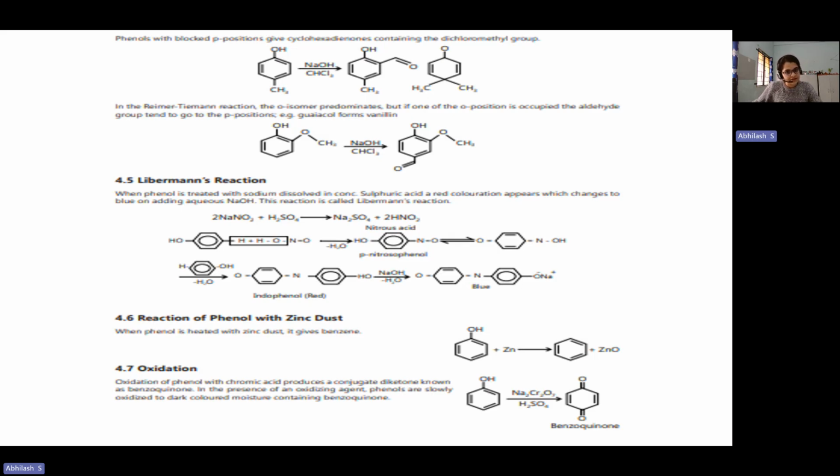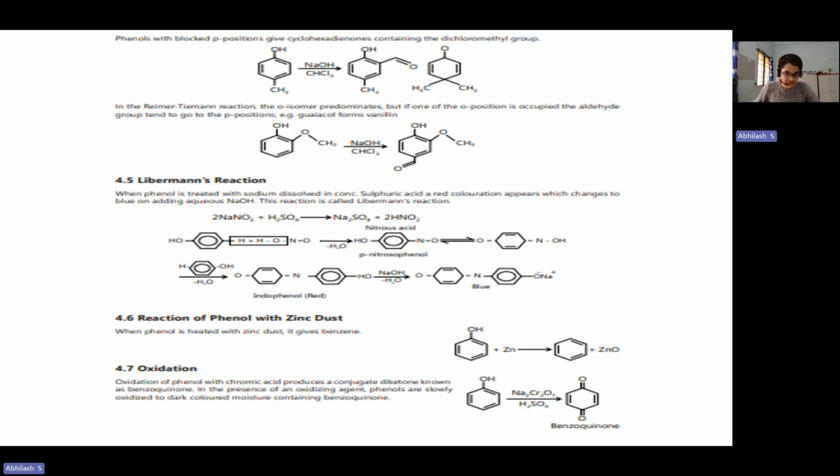And the reaction of phenols with zinc dust. This is important. When phenol reacts with zinc dust, it leads to the formation of benzene, with ZnO as a byproduct. These are the basic named reactions and reactions of phenol.